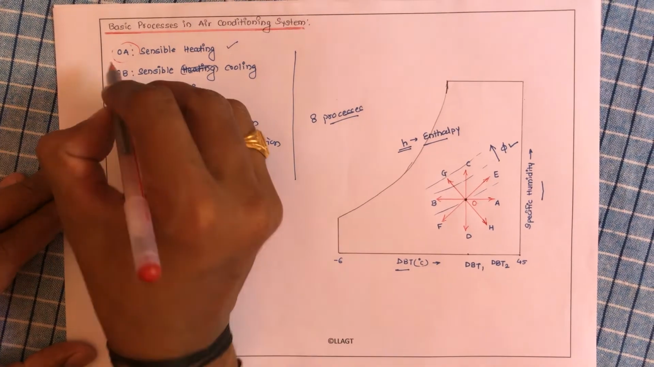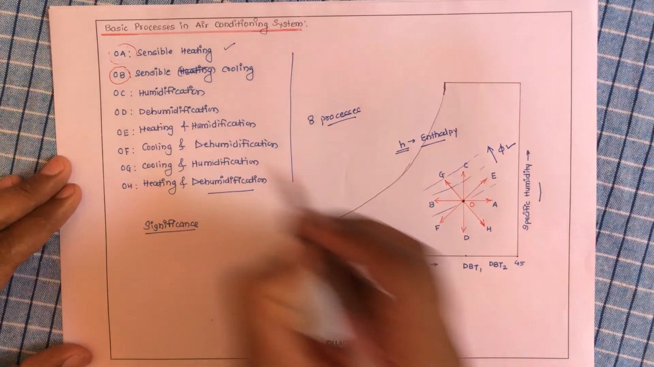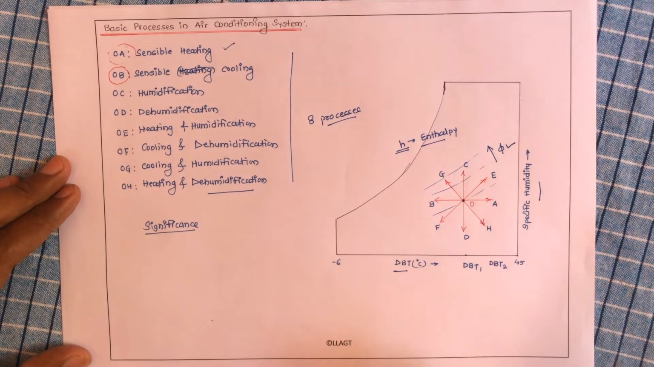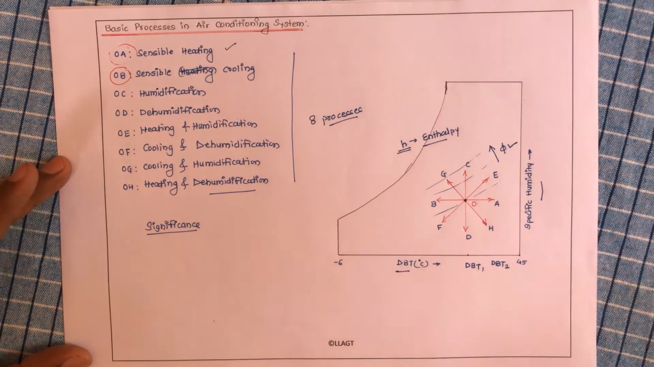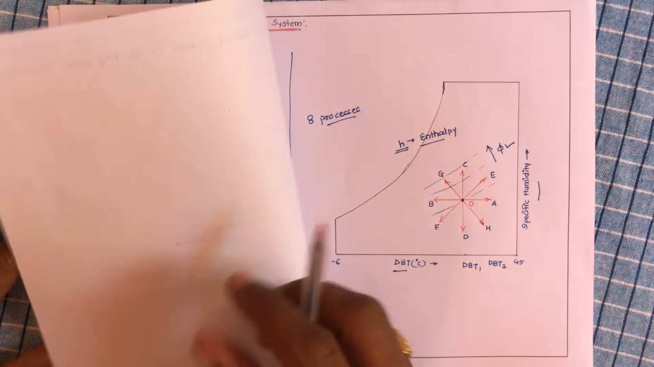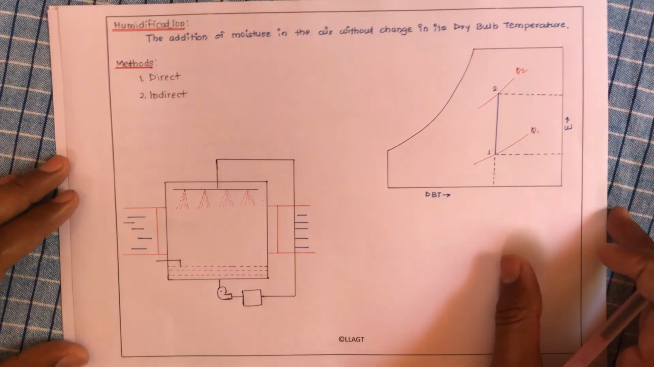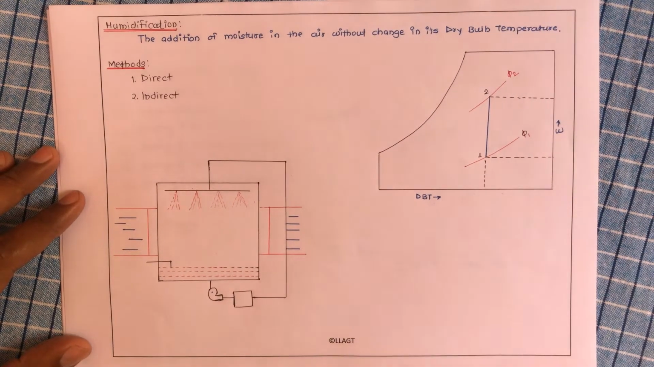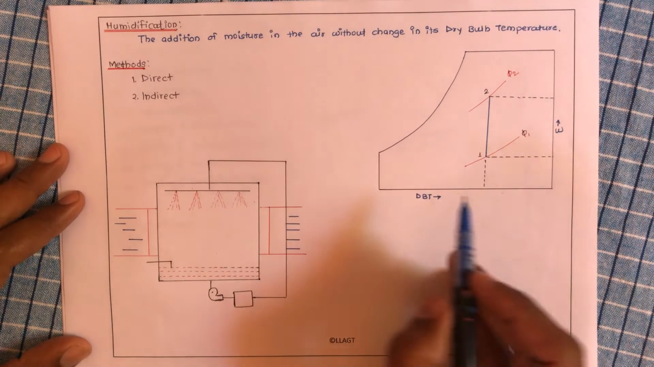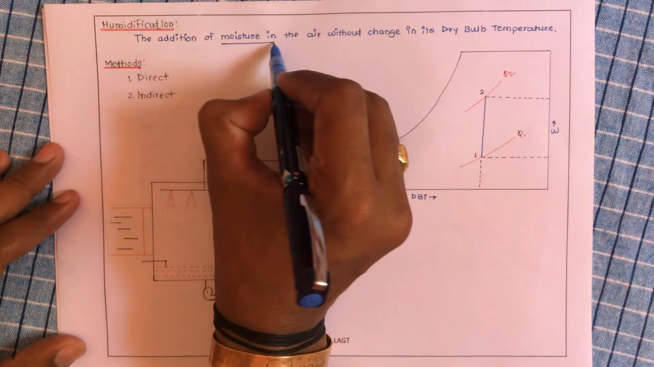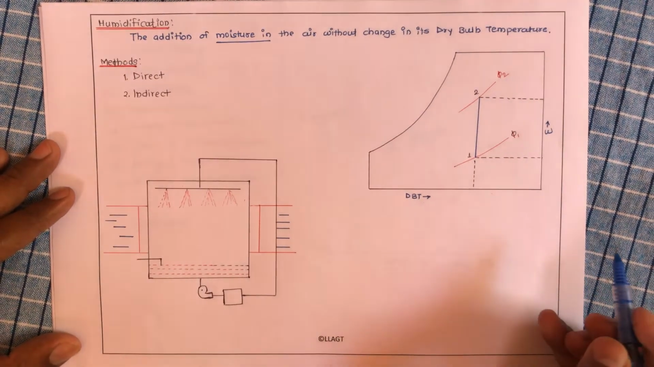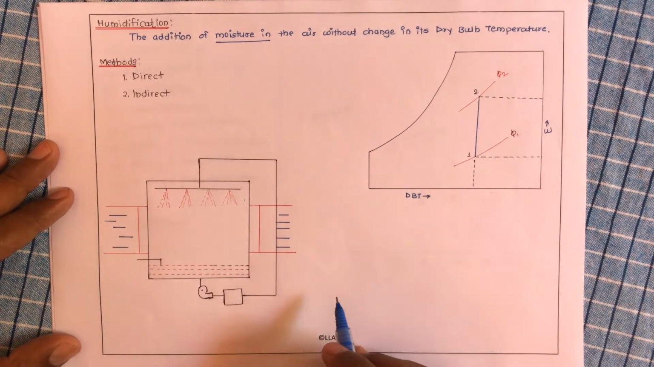In the last lecture we have completed this OB process. This OB is nothing but what? Sensible cooling process. Now let us move ahead with this OC, or we can say humidification. Now what is that humidification process? Humidification is nothing but the addition of moisture in the air without a change in its dry bulb temperature.